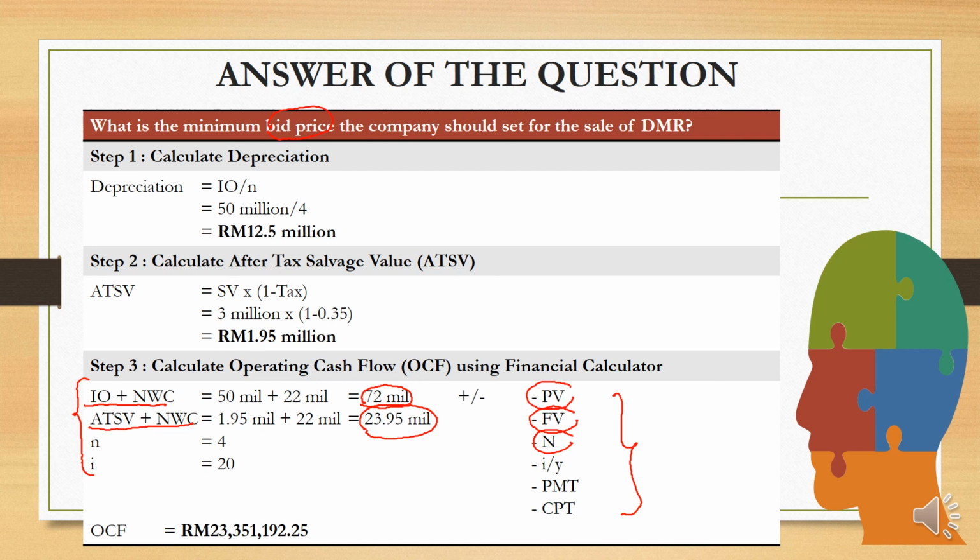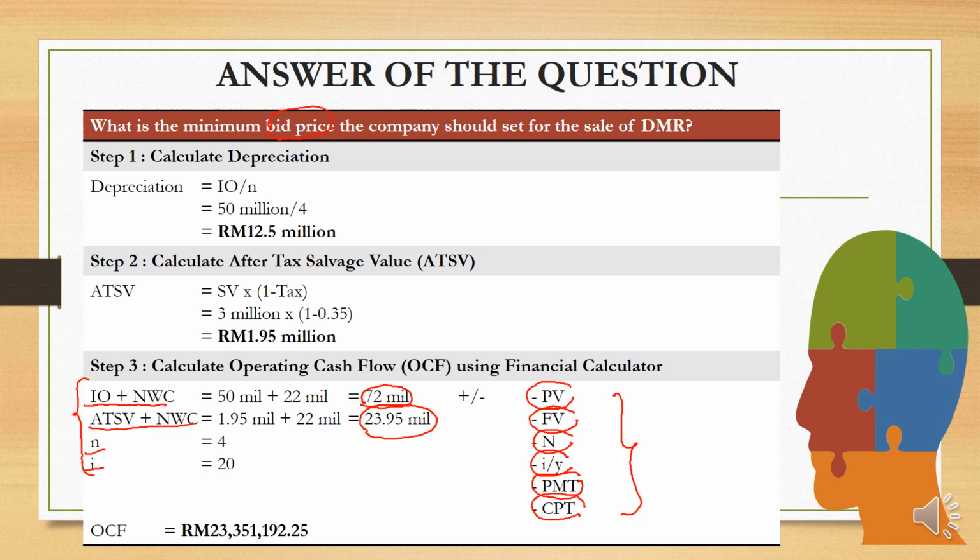Then for the N command, N equals 4 years, represented by the maturity period of the equipment or the project. So 4, and then you press the N button. For the I/Y command, you will insert the required rate of return given, which is I, represented by 20%. So 20, press the I/Y button, then press the PMT button, and the last one is compute. When you press compute, you will get the answer directly from the financial calculator.